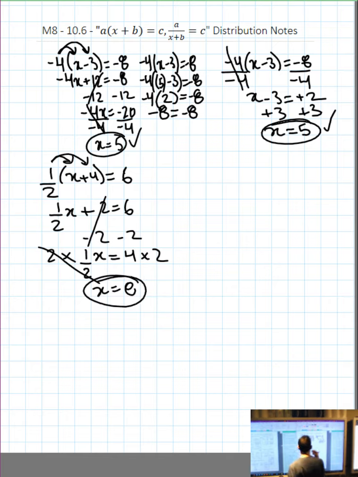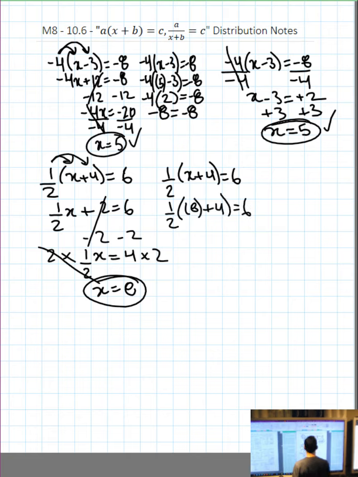Check our answer. So we have 1 over 2, open bracket, x plus 4, equals 6. Carefully rewriting the question. Taking the x value that we just figured out, x equals 8, and very carefully substituting with brackets into the equation. BEDMAS, brackets first.